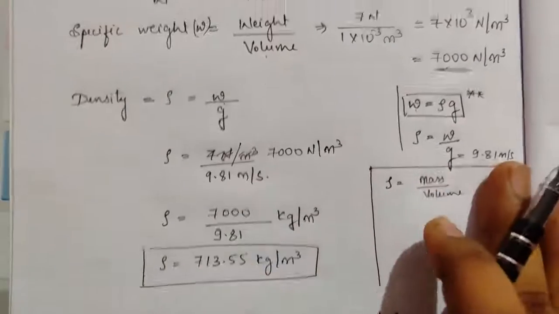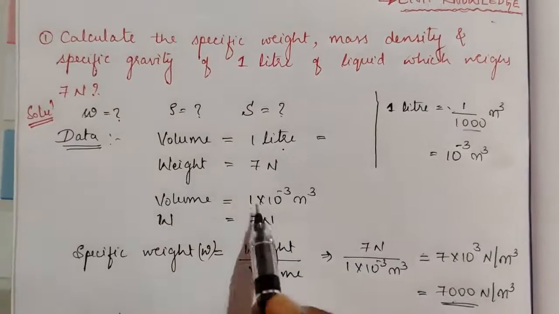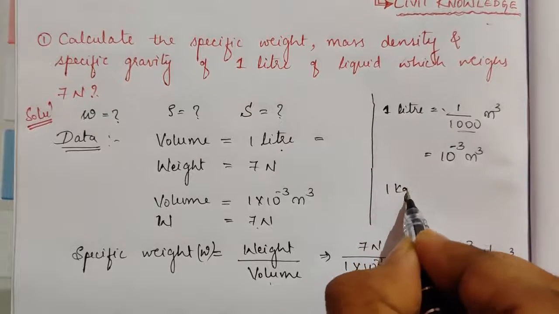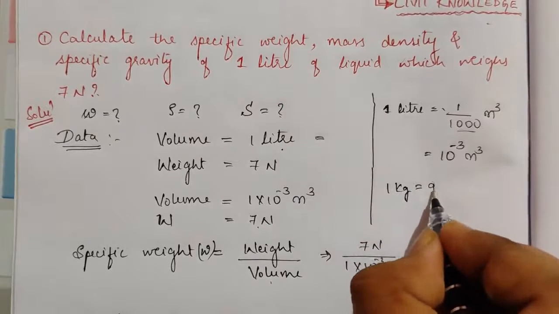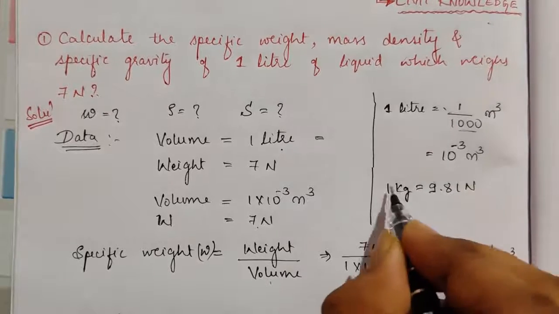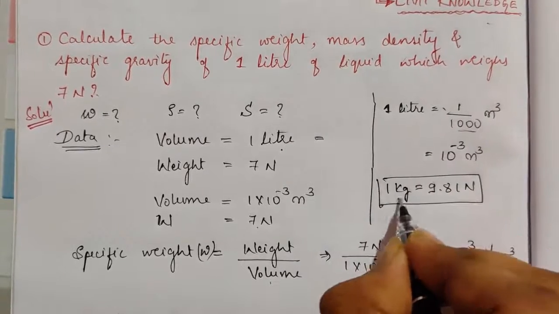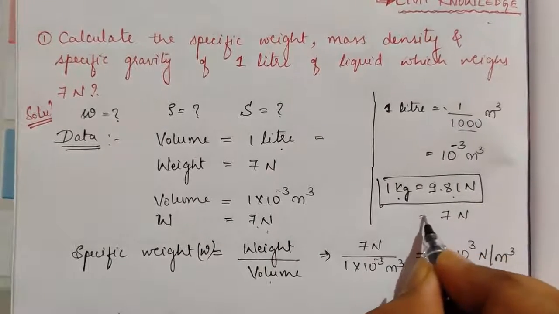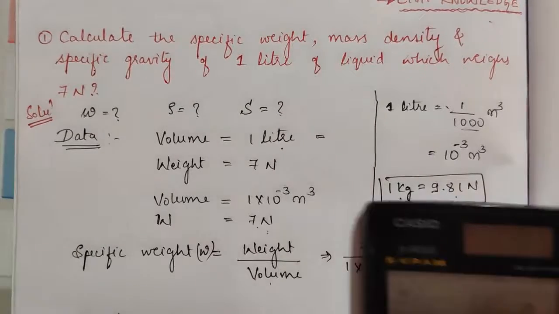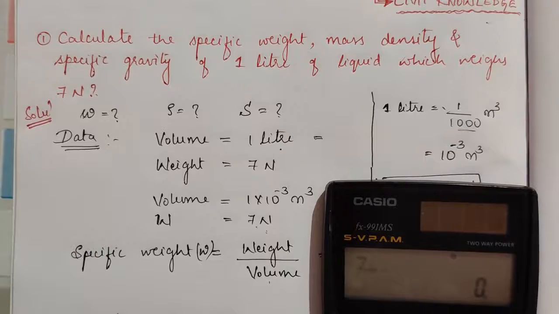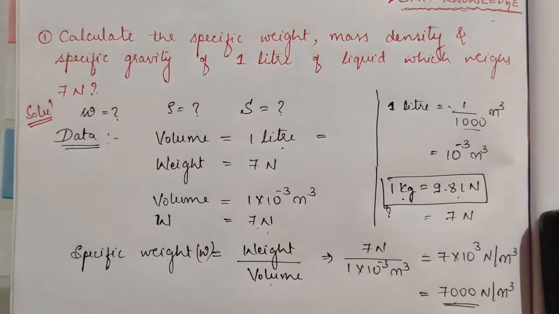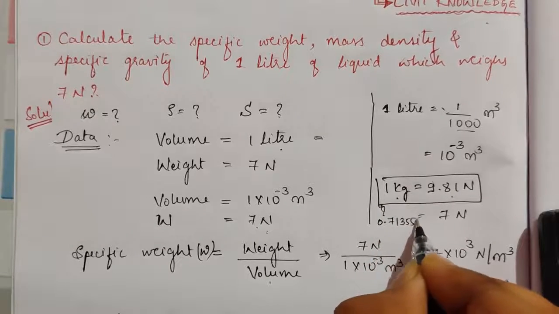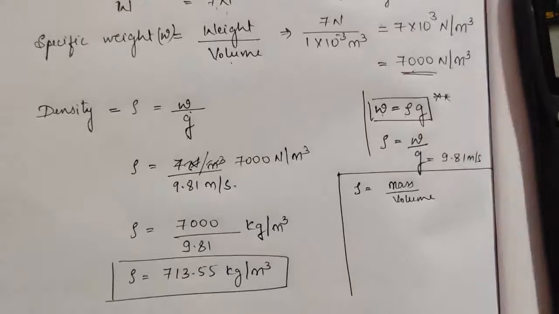So do we have mass here? Mass is not given, it is given in terms of Newton. So remember here 1 kg is equal to 9.81 Newton. What we have is 7 Newton. So how many kg? It is nothing but 7 divided by 9.81. So we will get around 0.71355 kg, right?